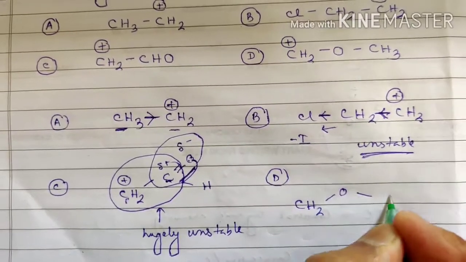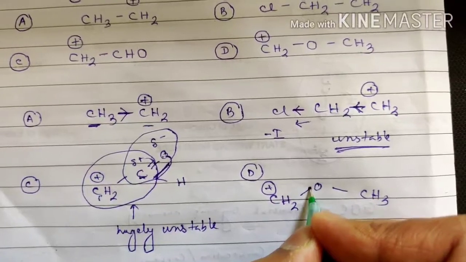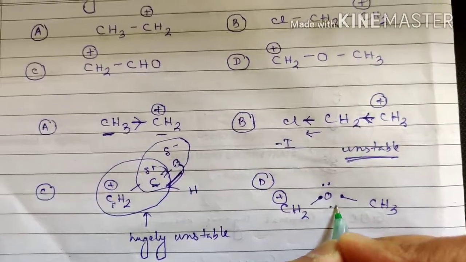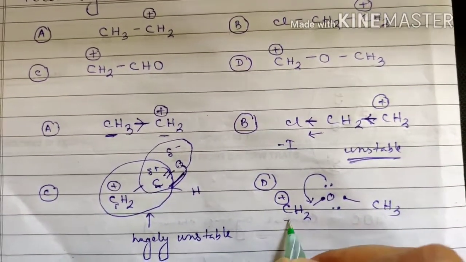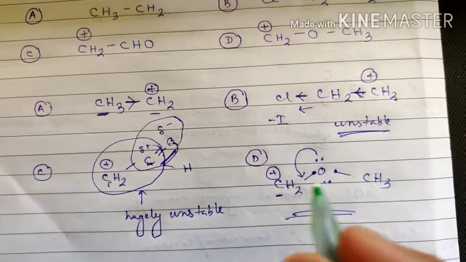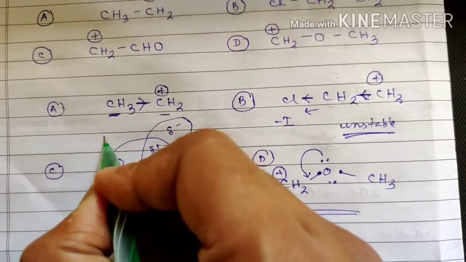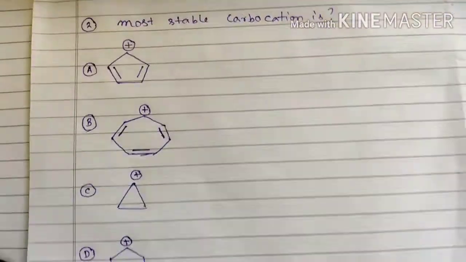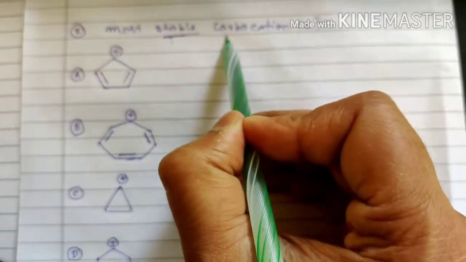Let us see the fourth option, CH2, O, CH3, and here is the plus charge. See carefully, there are these two electrons, so it will have lone pairs, right? According to the Lewis dot structure, this can come over here, neutralizing the plus charge. So this one is comparatively stable. Among all of these, if I had to choose the most unstable, my answer will be this one because of this region. So that's the answer.